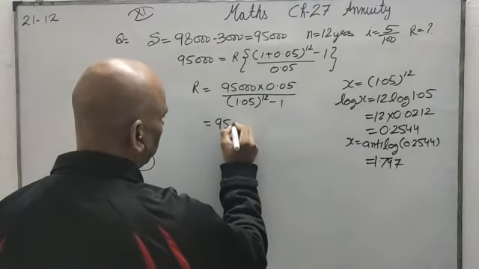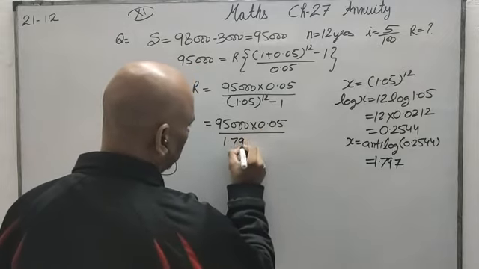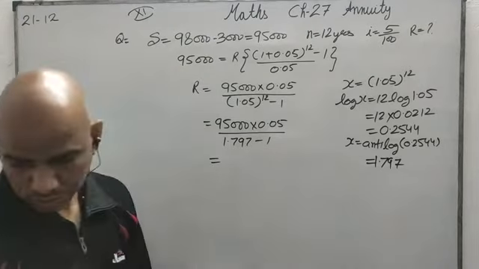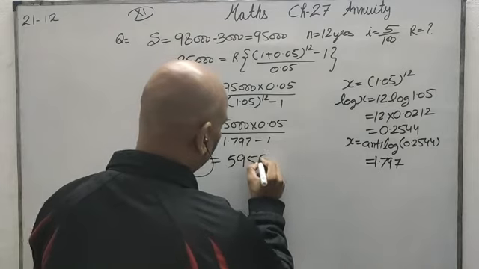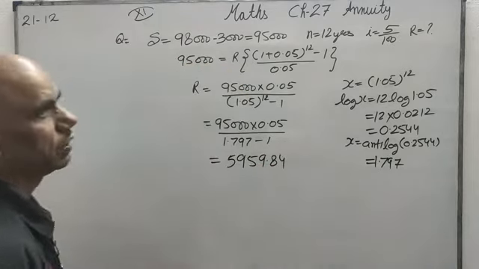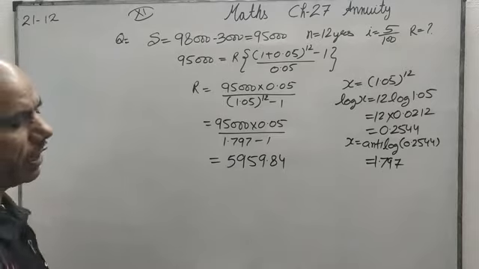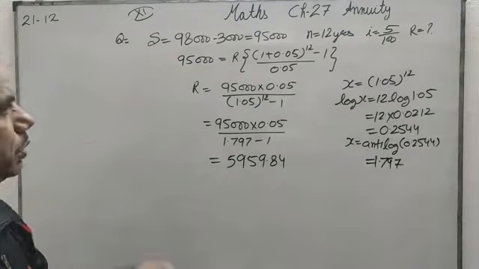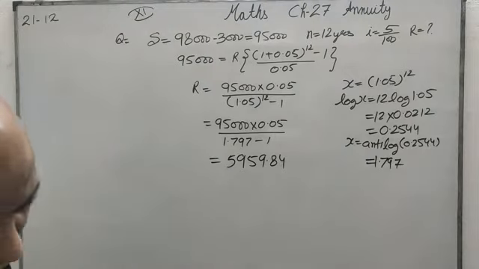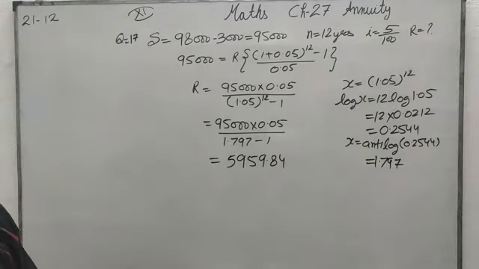Let us use that. 95,000 into 0.05 upon 1.797 minus 1, and on the solution of it we are getting 5959.84. So this way we will come to know that to get 95,000 after 12 years, he should start saving 5,959 rupees 84 paisa per year. Okay. So these are the two types of question in which we calculated S in the first few, and in the last we have calculated R.